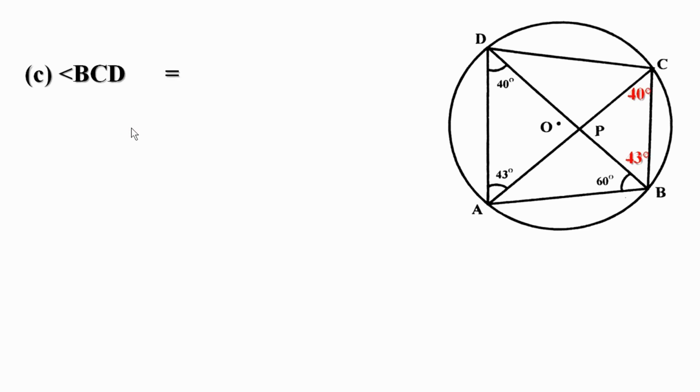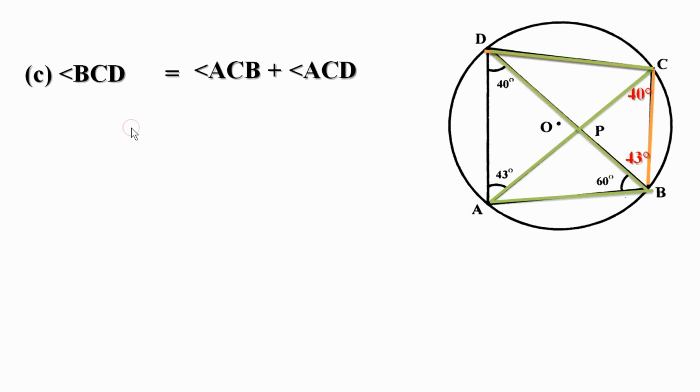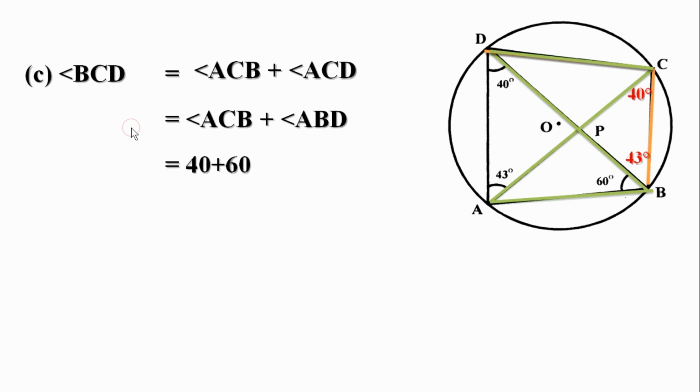Therefore, angle CBD equal to 43 degree. Now let us find angle BCD. With the figure, this is angle BCD. And from the figure, angle BCD equal to angle ACB plus angle ACD. Now angle ACD equal to angle ABD. Therefore, we can write it as angle ACB plus angle ABD. Now angle ACB equal to 40 degree and angle ABD equal to 60 degree. So that is equal to 40 plus 60, or angle BCD equal to 100 degrees.